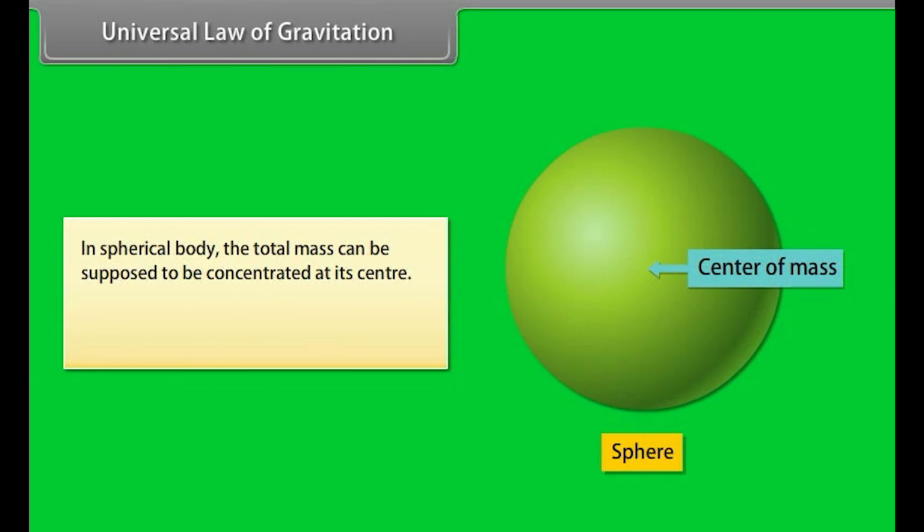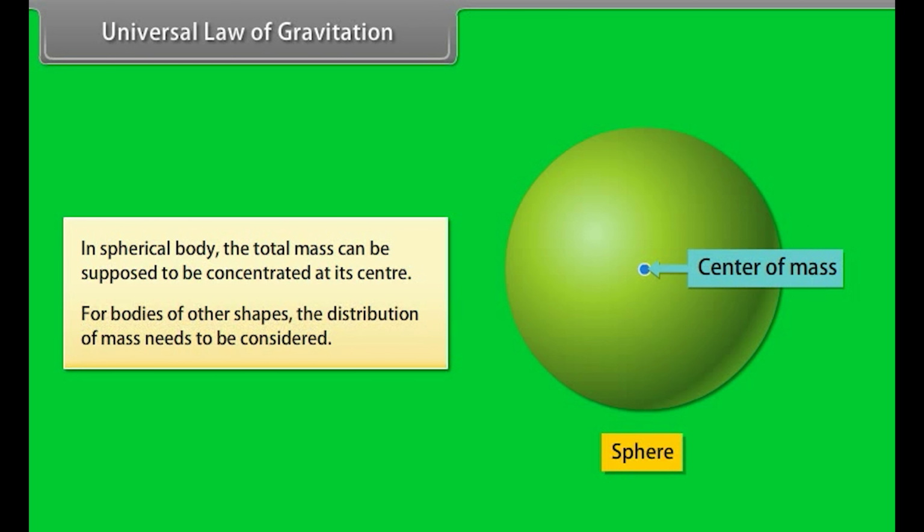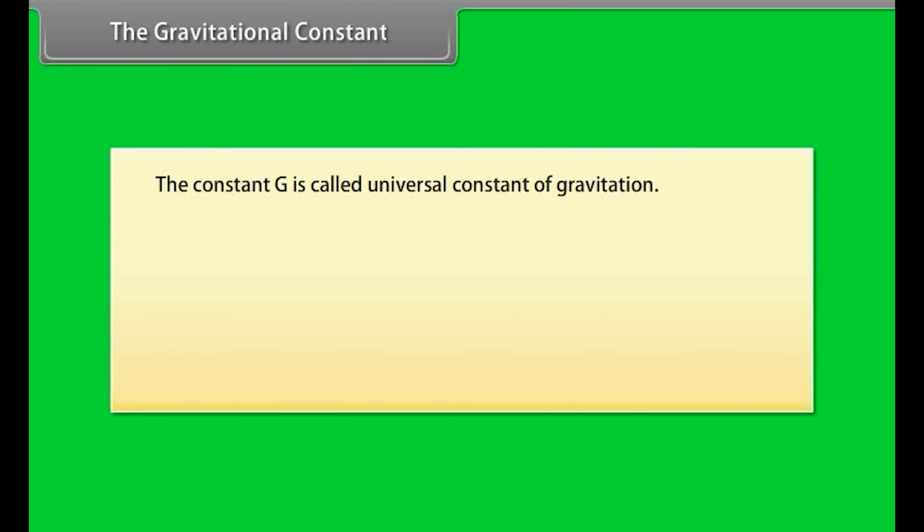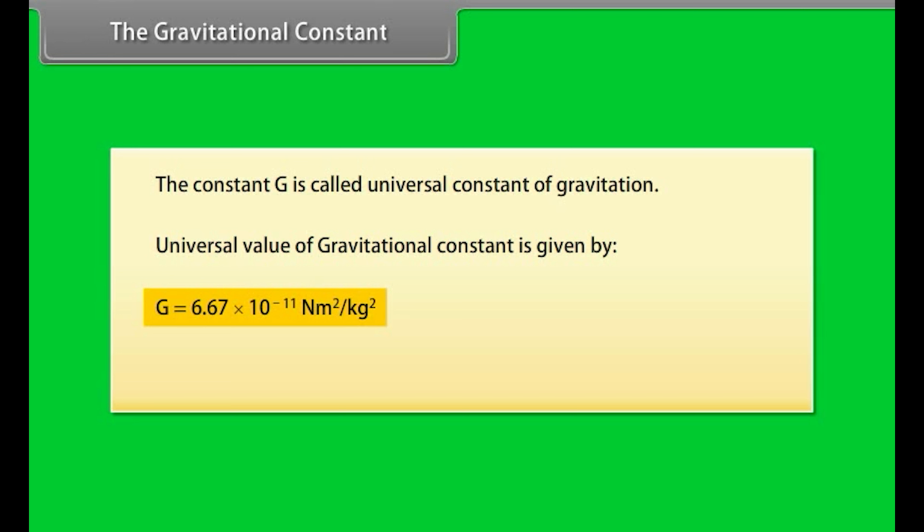In spherical body, the total mass can be supposed to be concentrated at its center. For bodies of the other shapes, the distribution of mass needs to be considered. The gravitational constant. The constant G is called universal constant of gravitation. The universal value of gravitational constant is given by G is equal to 6.67 into 10 to the power minus 11 Newton meter square by kilogram square. Dimensional formula of G is M to the power minus 1 L cube T to the power minus 2.